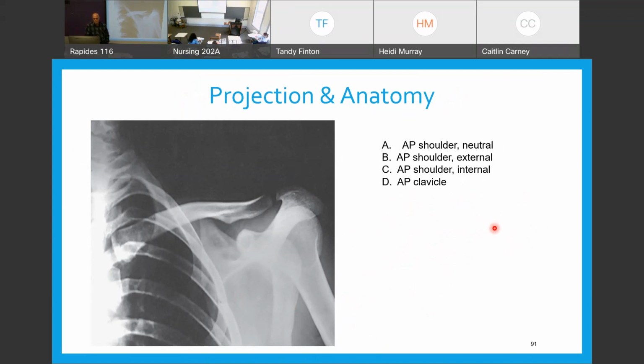AP clavicle. AP clavicle, definitely not a shoulder, huh? Can't see the humeral head clearly there. So that's the only one, and it does have just a little bit of angulation here, and you got a lot more of it up here, a lot more of the chest above the clavicle. All right.